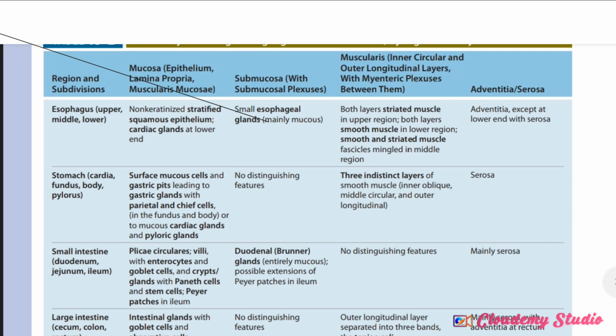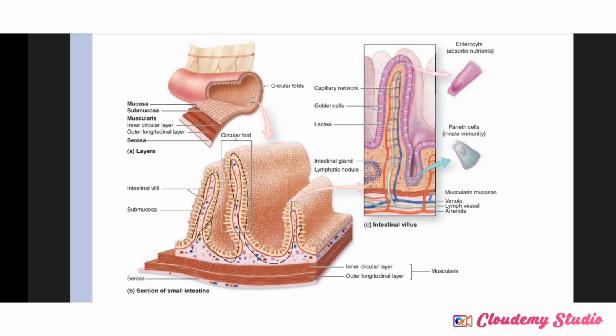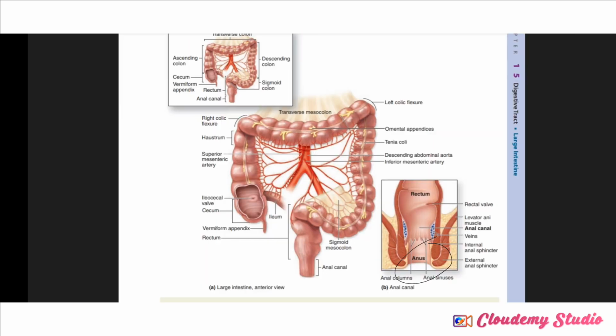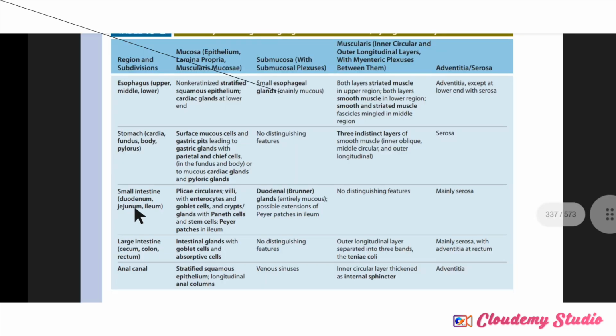We have the duodenum, the jejunum, and the ileum. I don't know if they show it. It was not shown yet. We have the duodenum, the jejunum, and the ileum. Now, the duodenum, the jejunum, and the ileum are made up of simple columnar cells as well.